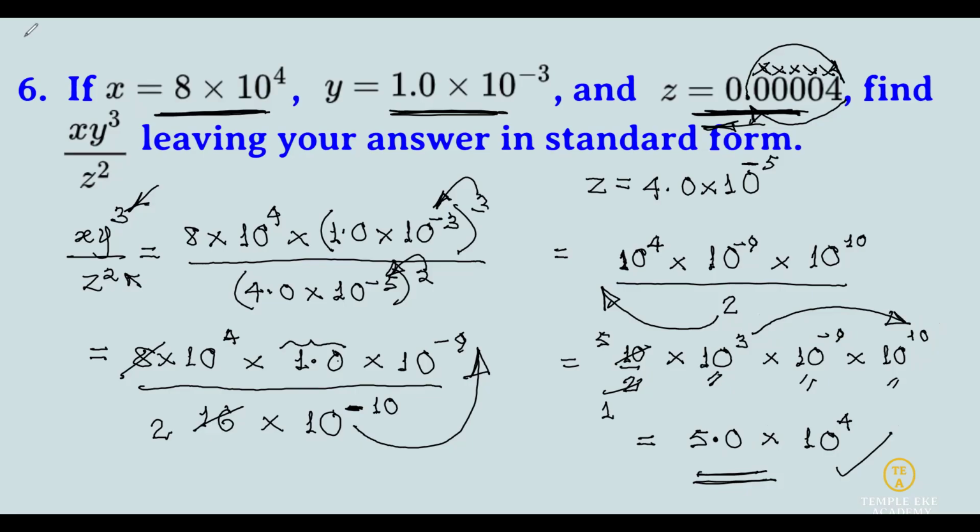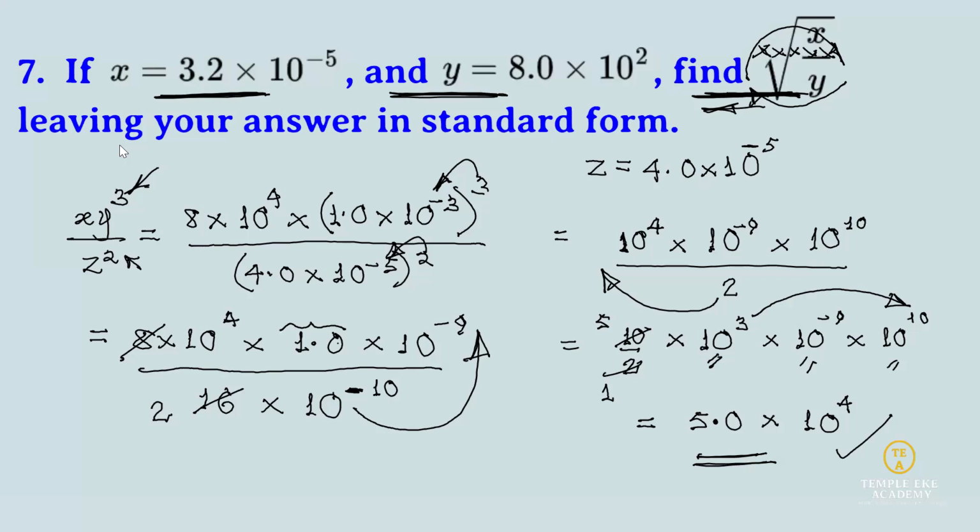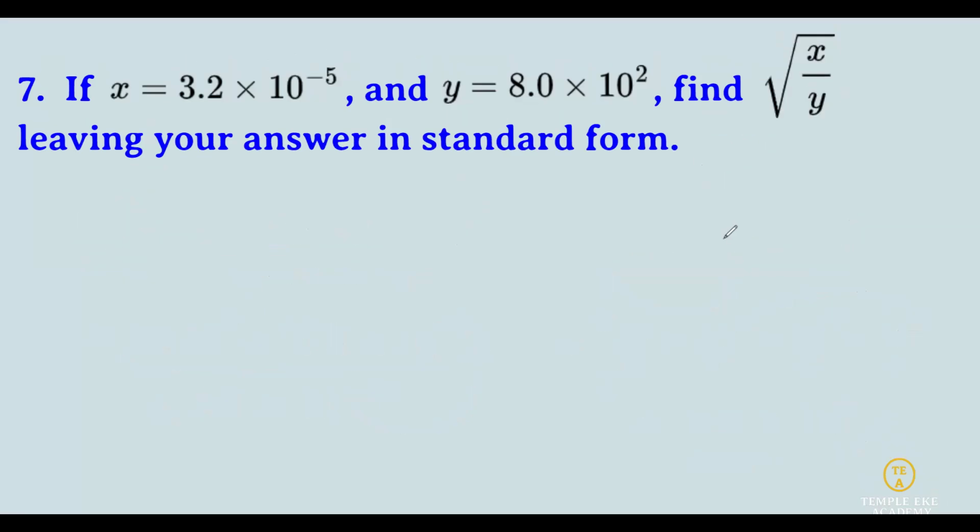Okay, let's see what is up next for us. All right, one more. It's a beautiful question. We're given the values of x and y, and we are expected to find the square root of x divided by y. So let us go straight to the square root of x over y.